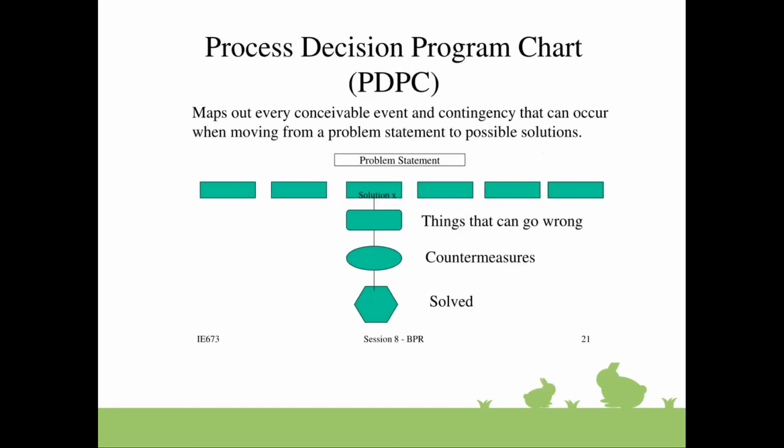Next is the process decision program chart, basically a mapping way for any particular event. It helps you look into what might go wrong in the plan under development, and you usually apply it during the planning stage of the project. You can use this chart to alter the plan in order to prevent a problem from occurring, or prepare a contingency plan to mitigate the risk.